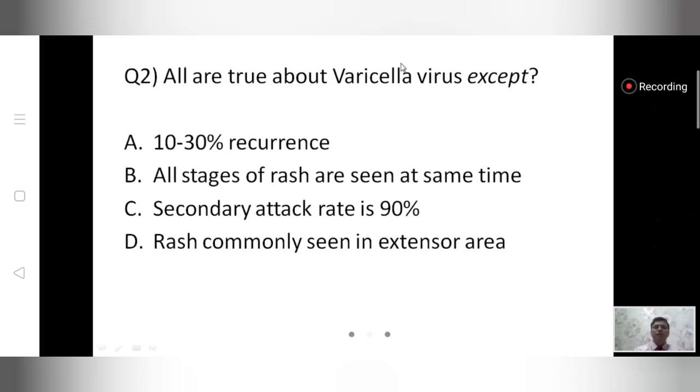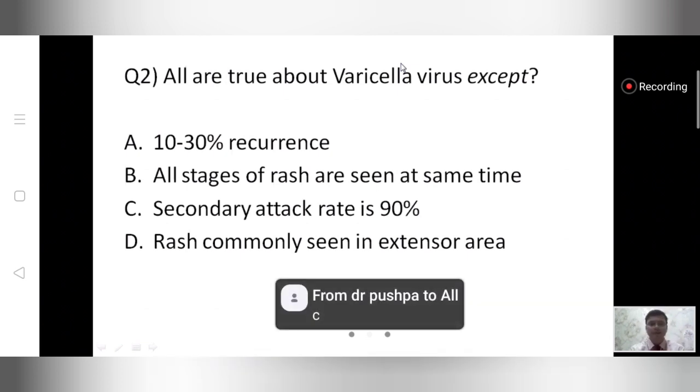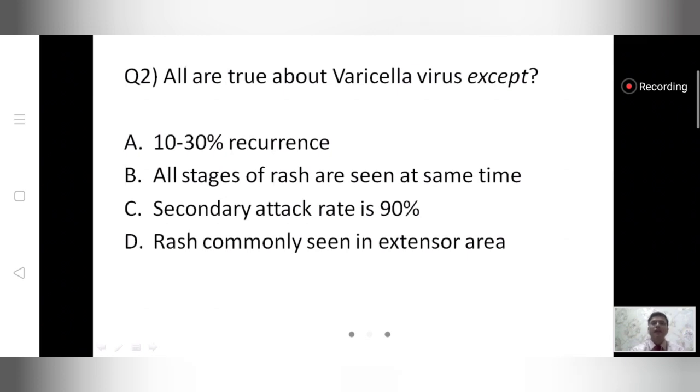All are true about varicella virus except, that's very important, tricky. Okay, A, 10 to 30% recurrence. B, all stages of rashes are seen at the same time. C, secondary attack rate is 90%. D, rash commonly seen in extensor area. I got an answer. Let's see. Okay, Pushpa, you're saying C.